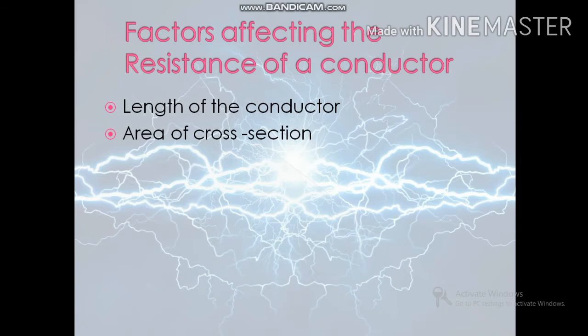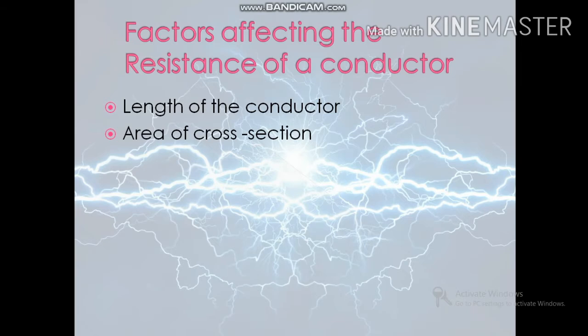wires are thin. The thickness of a wire is usually represented by its diameter, and that's why the resistance of a wire is inversely proportional to the square of its diameter. Thus, when the diameter of a wire is doubled, its resistance becomes 1/4, and if the diameter of the wire is halved, then resistance becomes 4 times. So let's move on to the next effect.